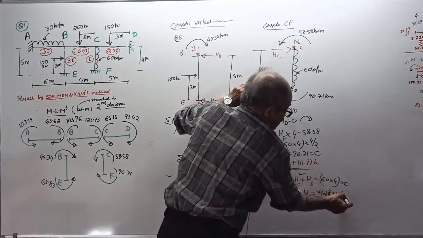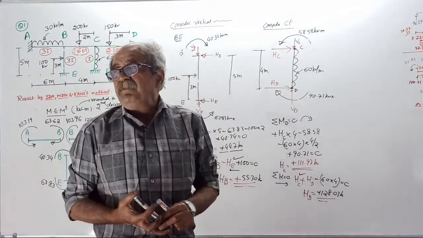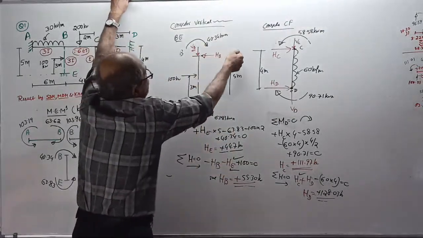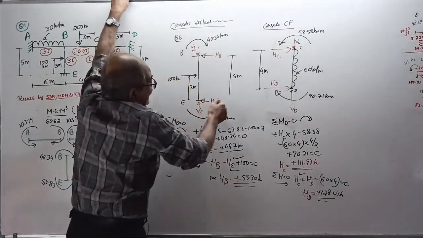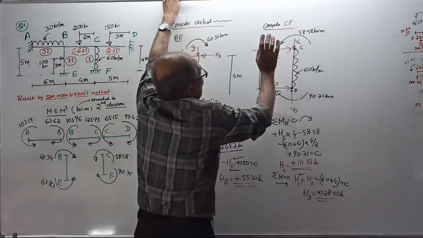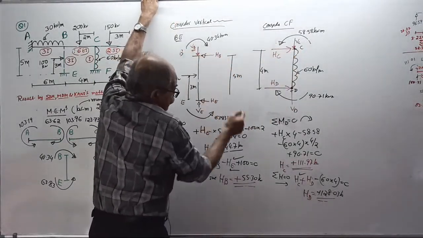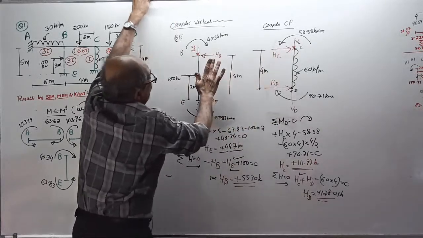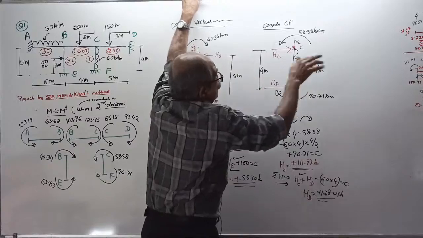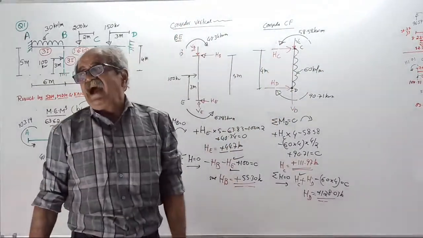Therefore, remember, next when I go to SFD-BMD for the frame, for this member, I will enter this HB reaction, enter HE reaction. And then for this member, I will enter HC reaction. See here, I got both positive. Here also positive. But here, I assumed this way, correct. Here, I assumed that way. How I assumed that way, I will enter the reaction.